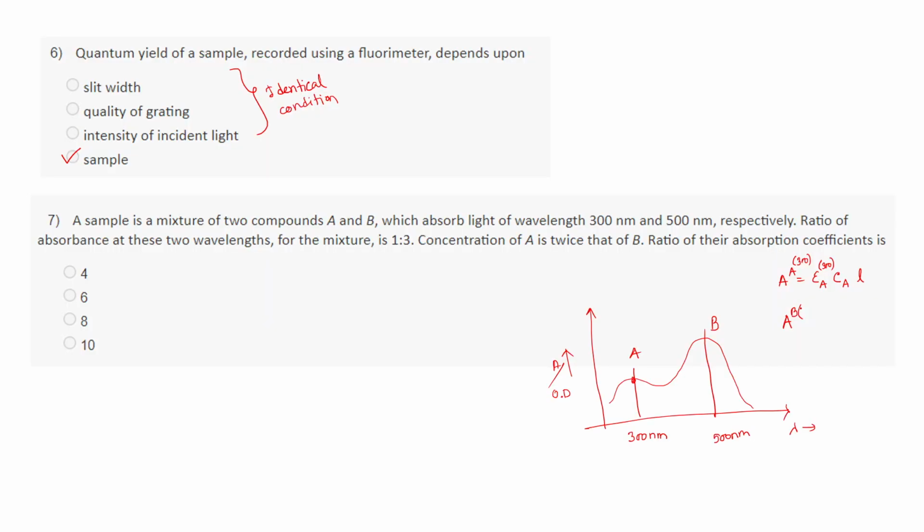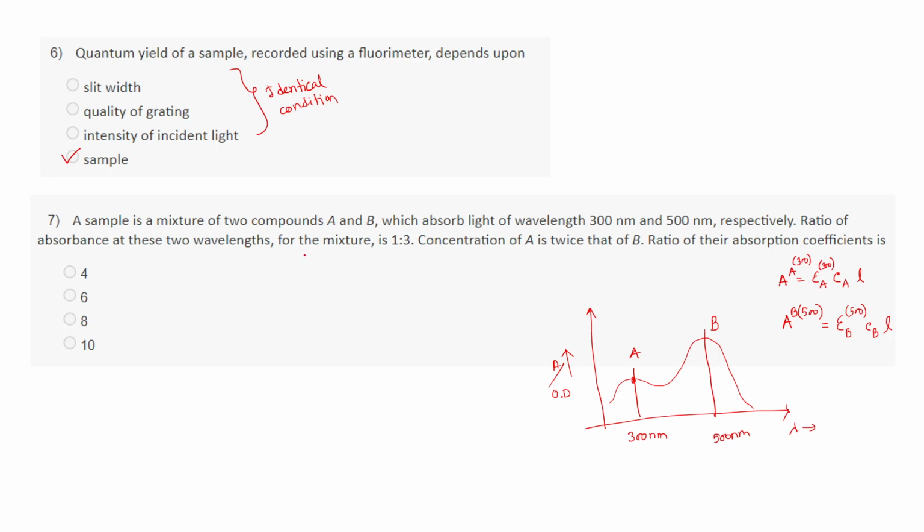B also has some absorbance at 500 nanometer, so that is epsilon B at 500, and it will also depend on how much concentration is there, and the path length is the same. So we can do a ratio and we will get the answer. We need the absorption coefficient, that is epsilon A and epsilon B, also known as molar absorptivity, right?